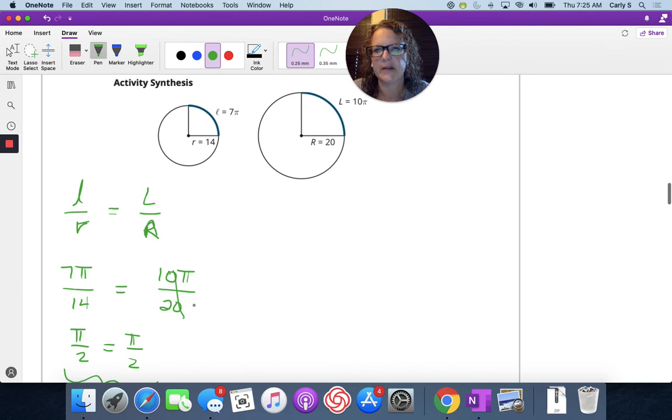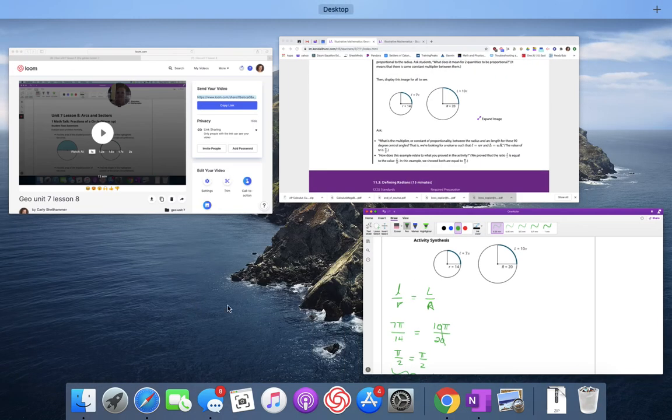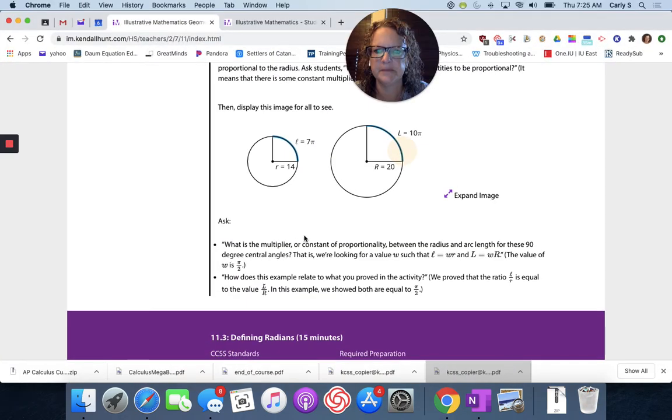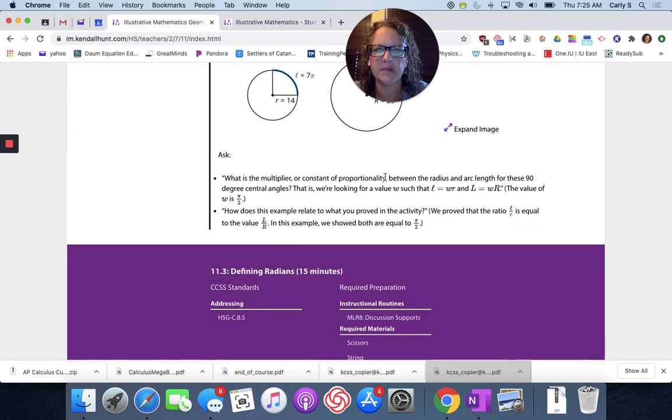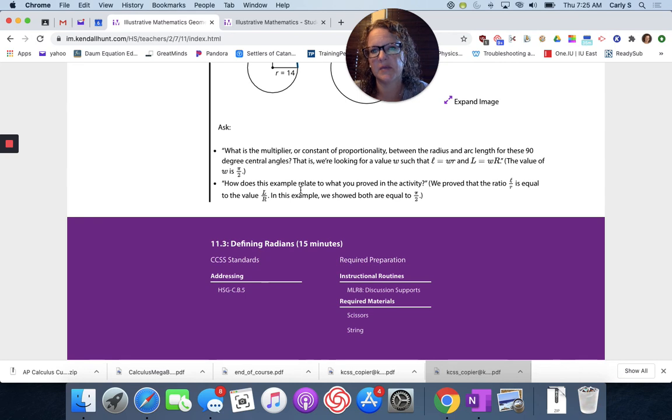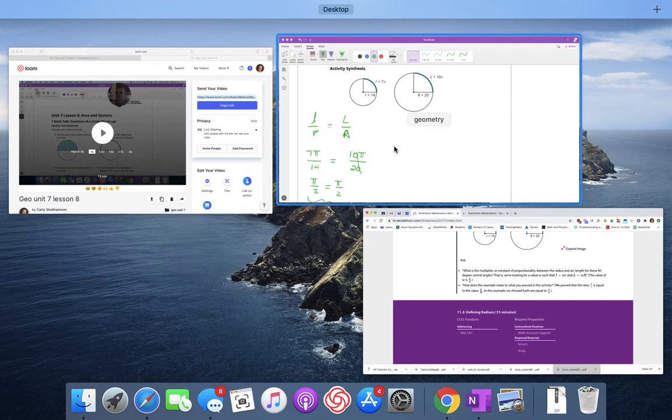What else can we show here? I'm going to check. See, our constant of proportionality between the radius and the arc length is pi over 2. Cool. How does the example relate to what you proved in the activity? We proved that L over R is equal to L over R, and they're both equal to pi over 2. Cool. All right. So let's do the next task statement.